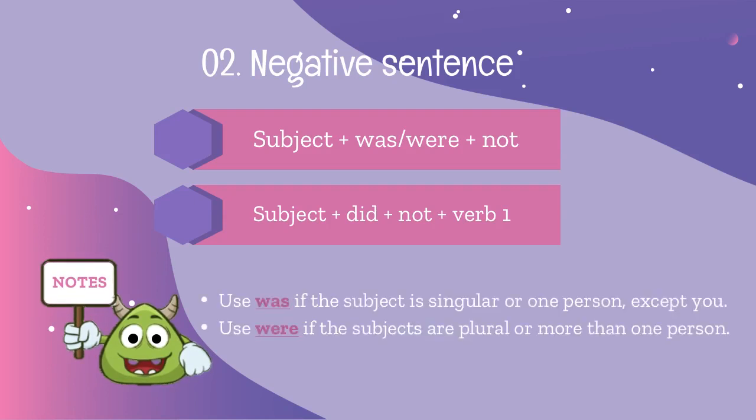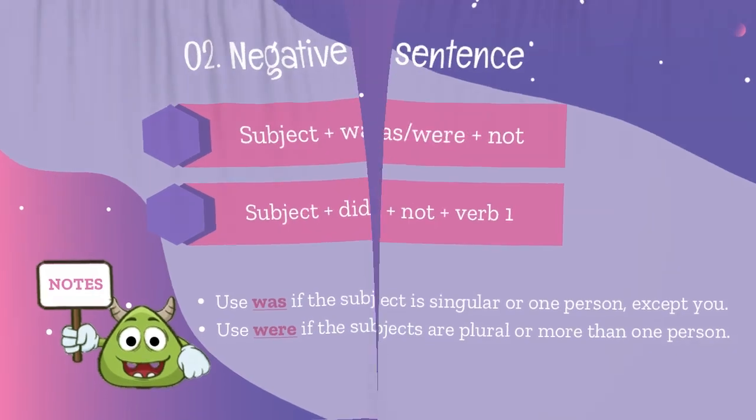Use was if the subject is singular or one person, except you. If you use you as the subject, you cannot use was. Instead, use were if the subjects are plural or more than one person. Use were. Remember that. Were, not where. Were. Okay? Yeah, let's take a look at the examples.